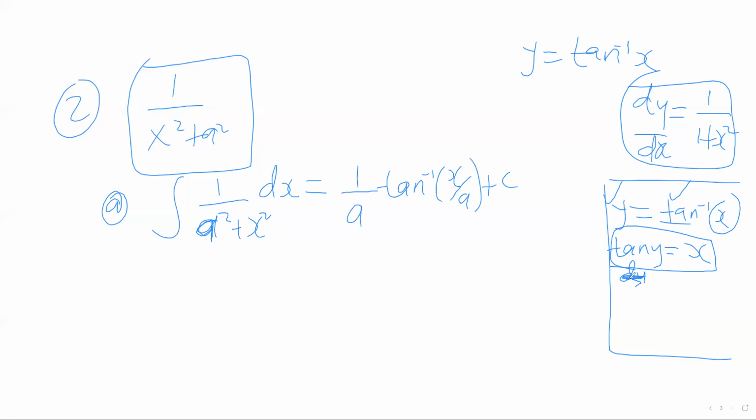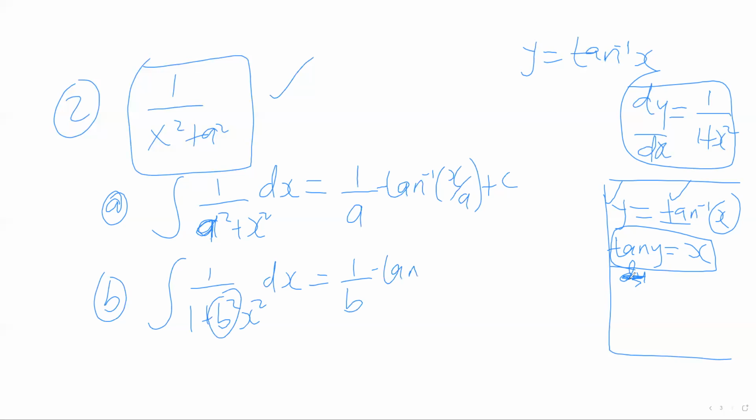The other format under this is where you have 1 over (1 plus b squared x squared) dx. Then you have 1 over b, which is just the square root of this part, times tan inverse of bx, plus c. Now you can see that if b is here together with x squared, inside it will be bx here.